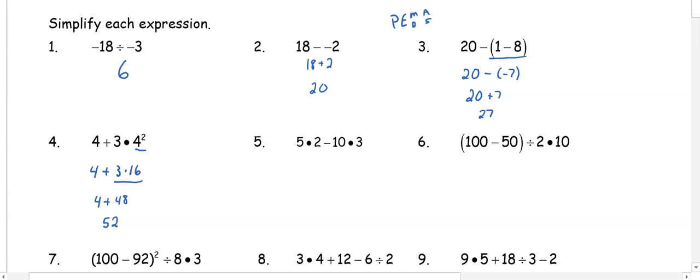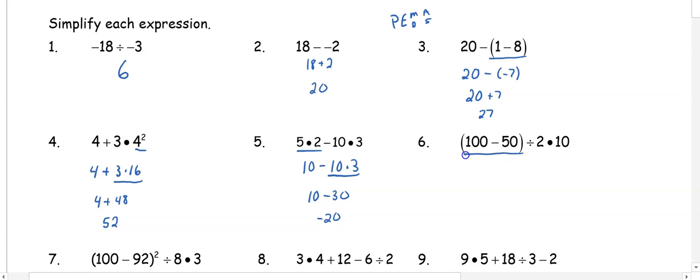In number 5, we have 5 times 2 minus 10 times 3. Based on order of operations, our first thing is going to be the multiplication. So I'm going to do the one on the left first. 5 times 2 is 10 minus 10 times 3. Now, some of us might want to subtract here, but remember we still have a multiplication that we need to take care of. So 10 times 3 is 30. So we have 10 minus 30, which is negative 20.